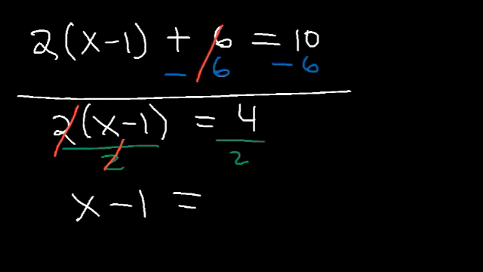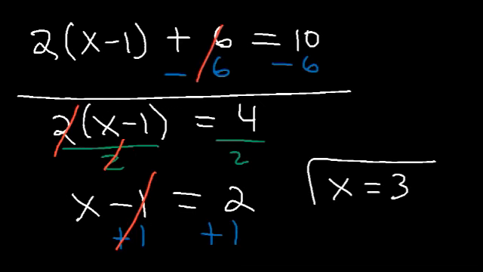On the right side, 4 divided by 2 is 2. So to isolate x, we just got to add 1 to both sides. 2 plus 1 is 3, so therefore x is equal to 3. Try this one.